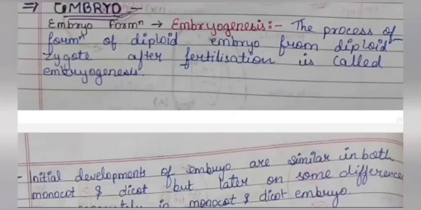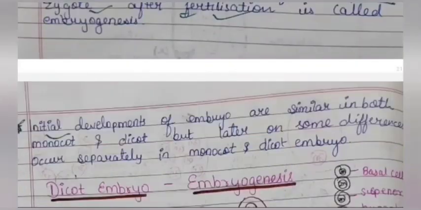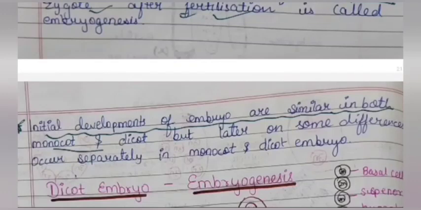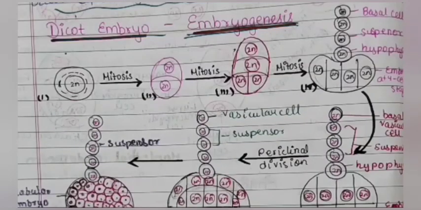Coming to the embryo, the formation of the embryo is known as embryogenesis, which can be defined as the process of formation of a diploid embryo from the diploid zygote after fertilization. Initial development of the embryo is similar in both monocots and dicots, but later on some differences occur separately in monocot and dicot embryos. So with the help of a diagram, let us understand the process of embryogenesis in the dicot embryo.